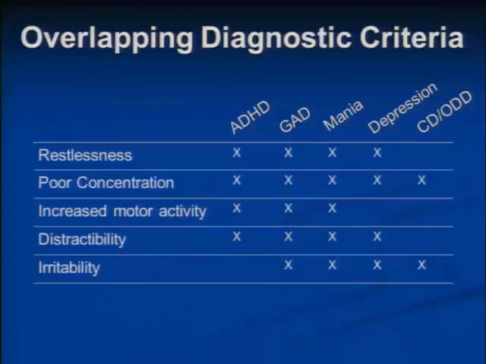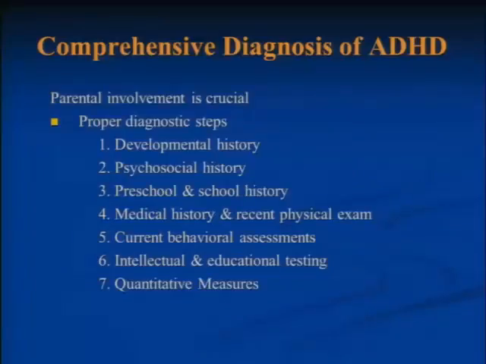So just looking at restlessness, poor concentration, increased motor activity, distractibility, irritability, we see this huge overlap in these diagnoses. So you really have to do a comprehensive evaluation, actually talk to the teacher and such, and do some quantitative measures. Maybe even not just paper and pencil tests, but a continuous performance test on a computer, and maybe even do a scan.